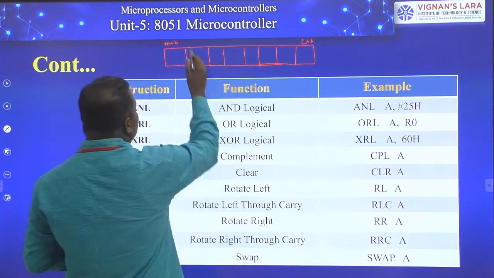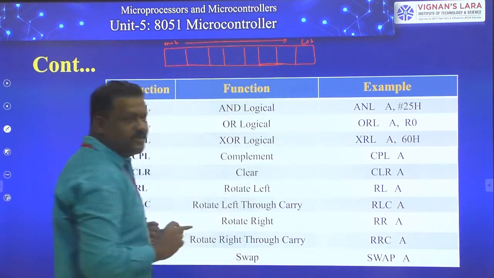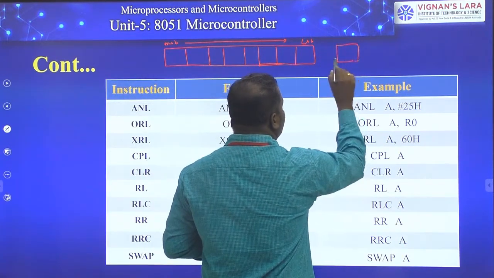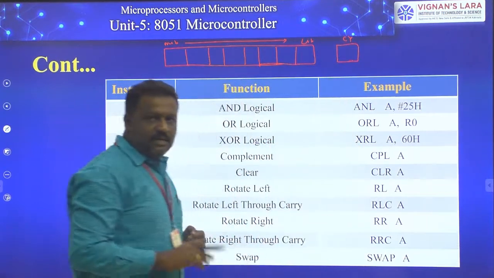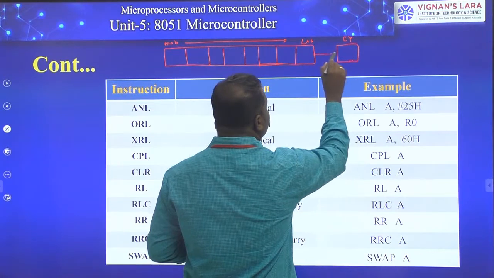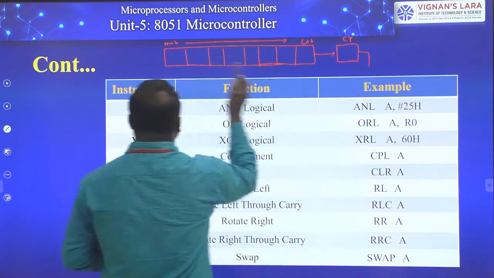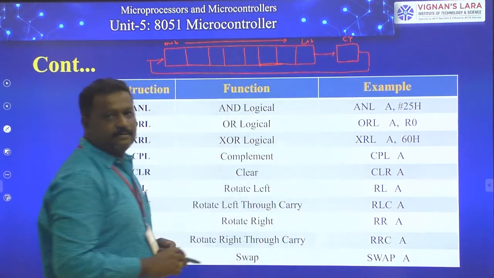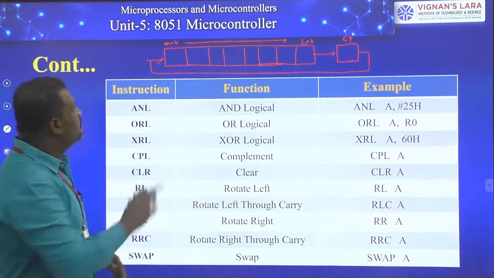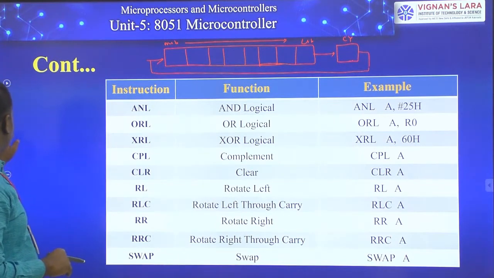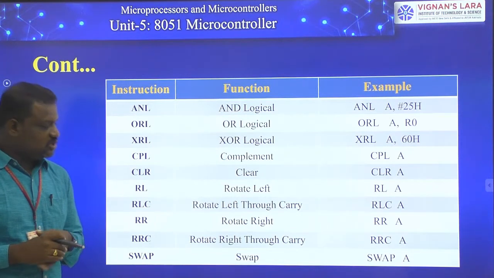In rotate right, always the bits move from MSB side to LSB side. Beside the LSB, we have a carry flag CY. If your instruction is rotate right through carry, the LSB bit goes to carry as well as the carry bit goes to MSB. Like this. Again bits are moving in this direction. So that's it. And coming to my last instruction, it is swap. The last instruction is swap.